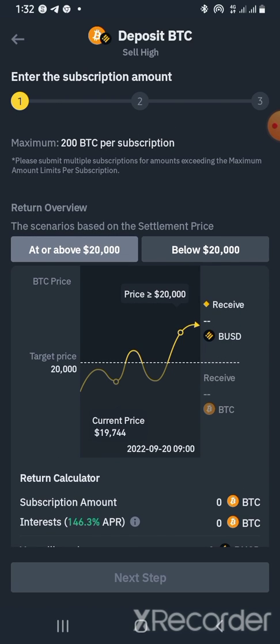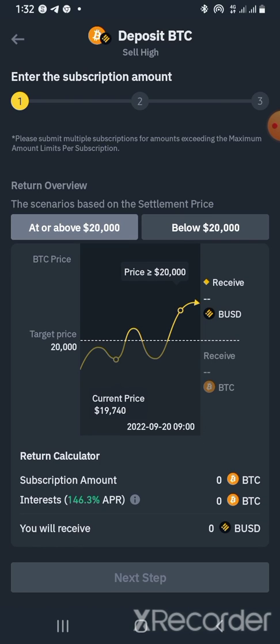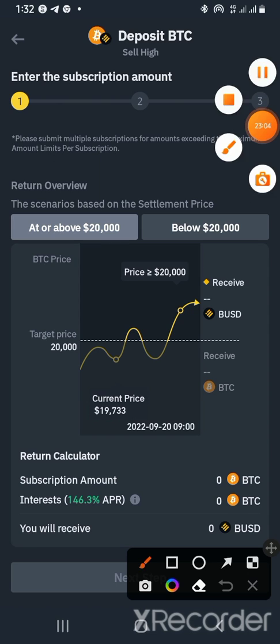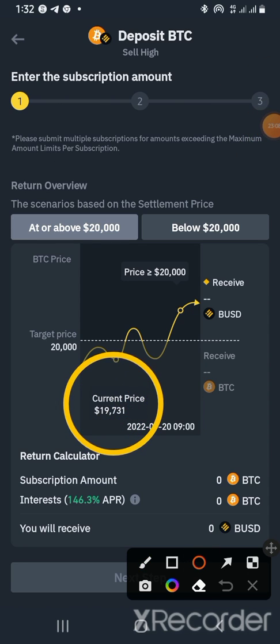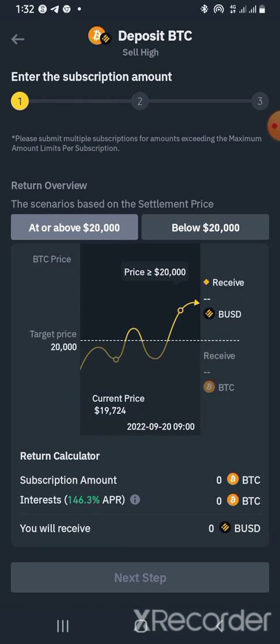So if my prediction to sell BTC comes through on the 20th, and one BTC was $20,000 on the 20th of this month, then I will sell my BTC. Maybe I bought BTC for this price right now. You can see the current price here I circled. That is about 19,726.27. You can see it is moving.